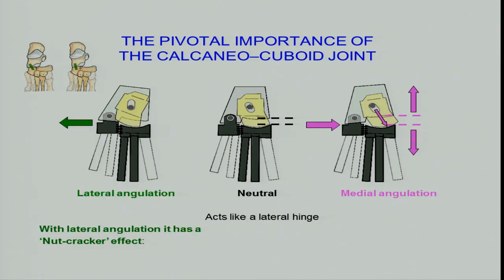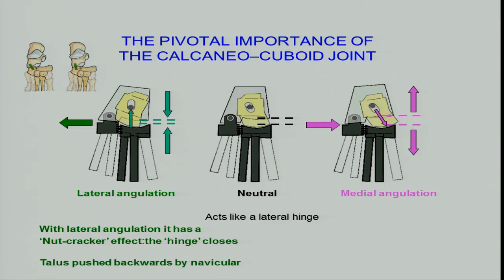With lateral angulation, the lateral hinge has a nutcracker effect. The navicular moves towards the calcaneus, and in particular the sustentaculum tali. And the navicular pushes the talus backwards, up over the calcaneus.